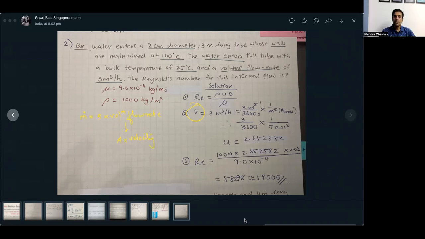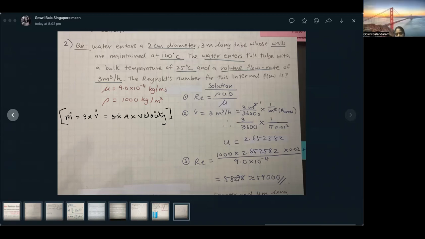Just for simplicity, you should remember or write down this formula: m dot is called mass flow rate. It is equal to density into volume flow rate. It can also be written as density into area of cross section into velocity. You should remember this formula throughout. You will need this in many places. So now here you have got volume flow rate. Volume flow rate, when directly multiplied by density, will give you mass flow rate.